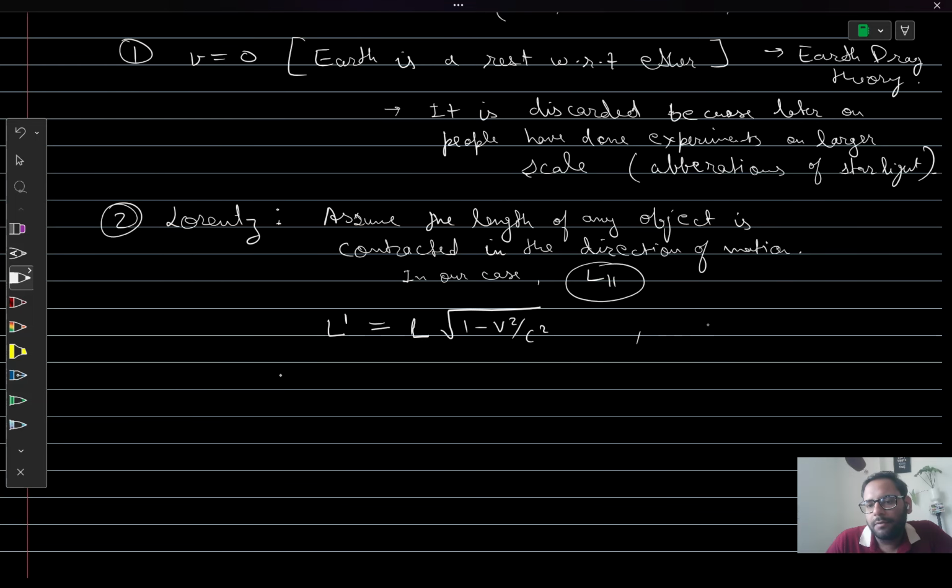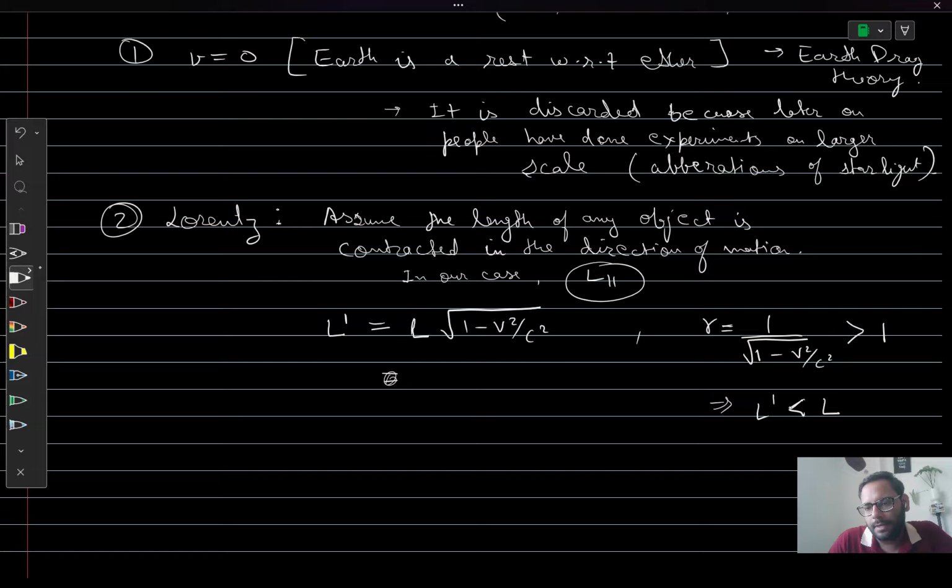We have a factor called gamma in the special theory of relativity, and we express it like this. It is always positive for velocities. If it is positive, this implies that L dash is greater than L. Sorry, I have written it opposite.